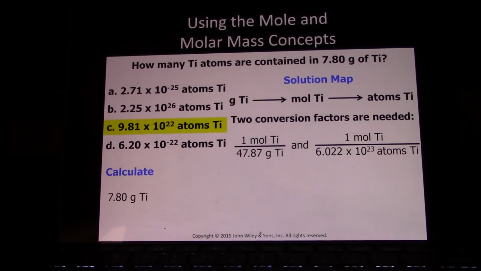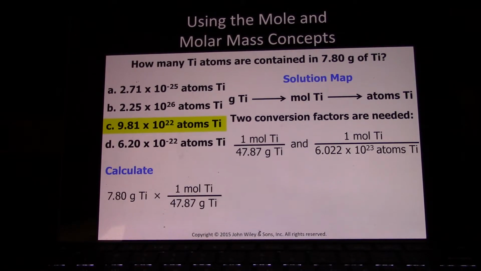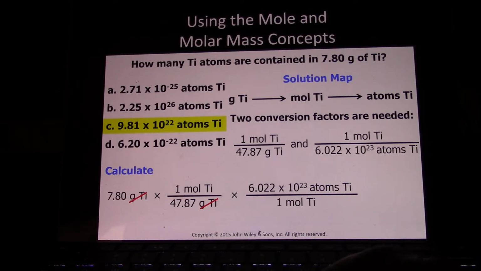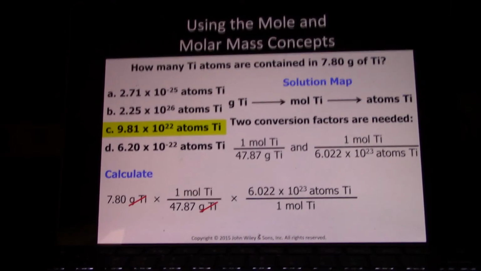So we must find titanium on our trusty periodic table. And the molar mass of titanium is 47.87 grams. So we convert 7.8 grams of titanium times 1 mole of titanium over its molar mass, 47.87 grams titanium. And now they wanted atoms, so I have to convert moles into atoms. Again, if that was a dozen, it would be 12 over 1 dozen. But it's a mole, so it's 6.022 times 10 to the 23rd over 1 mole. So we convert a mole into atoms by remembering that 1 mole of anything is 6.022 times 10 to the 23rd of those things.